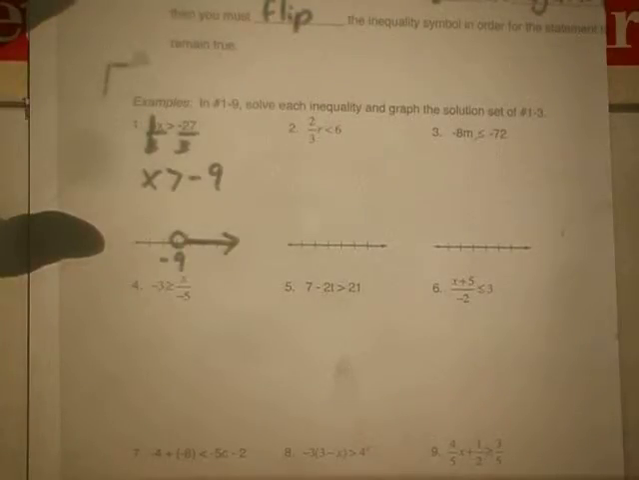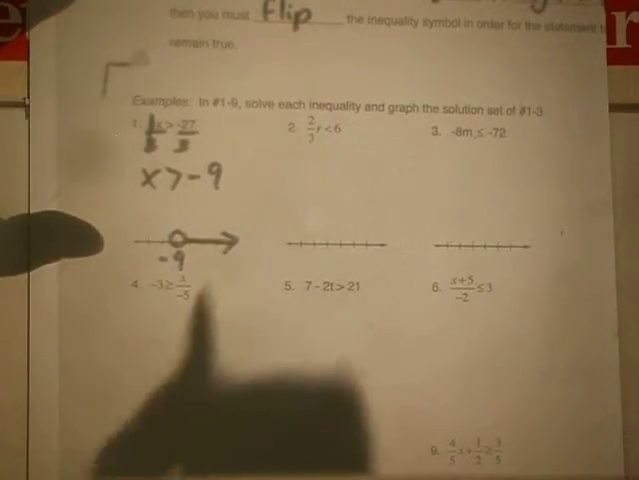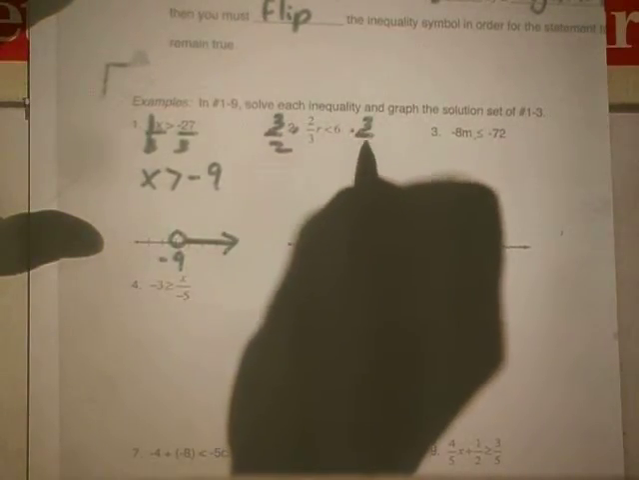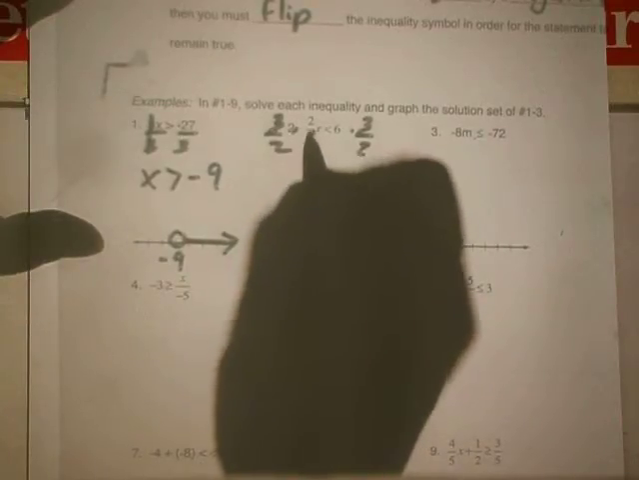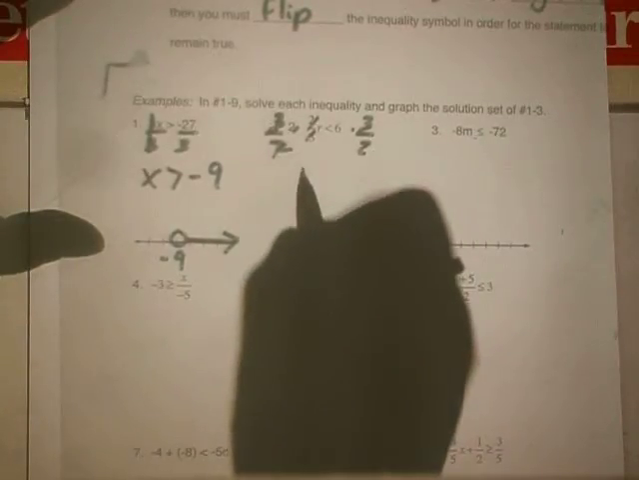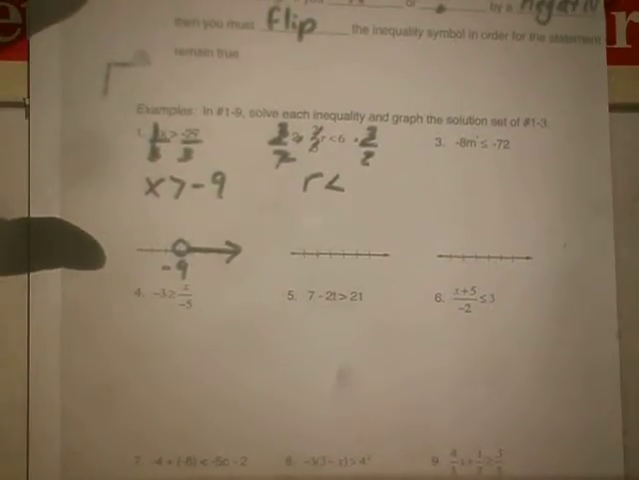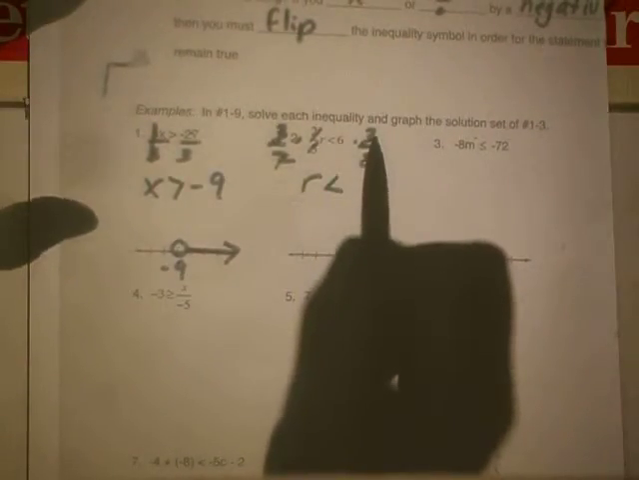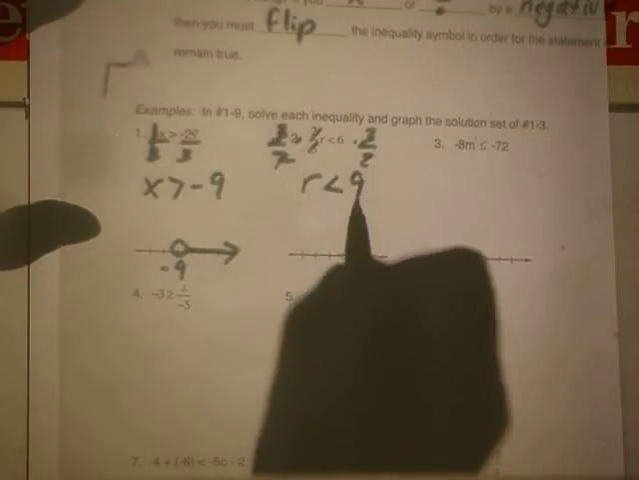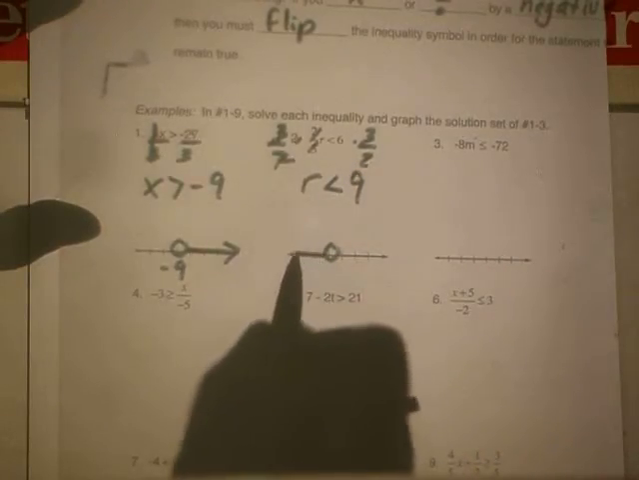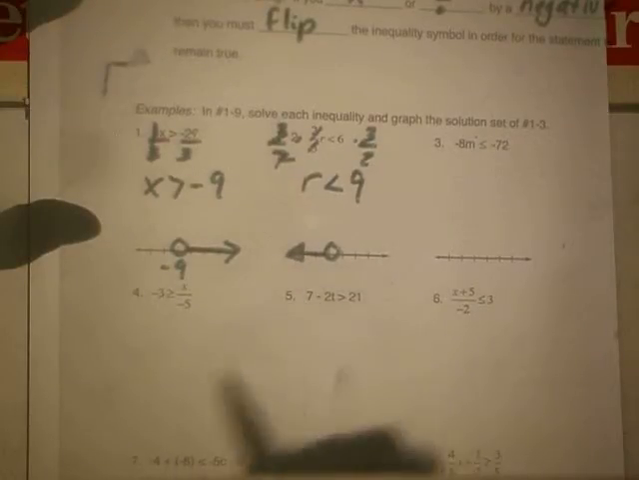Number 2, 2/3 r is less than 6. To undo a 2/3, we are going to multiply by 3/2. And then these will all cancel. And you are left with r is less than 6 times 3 is 18, divided by 2 is 9. So you will have an open circle on 9 and everything to the left.